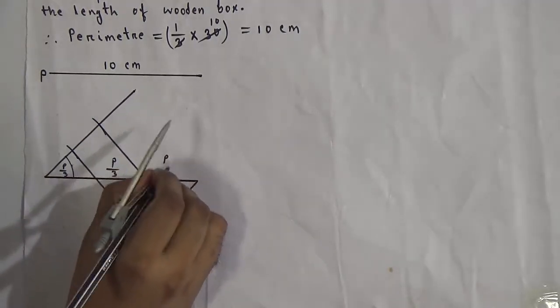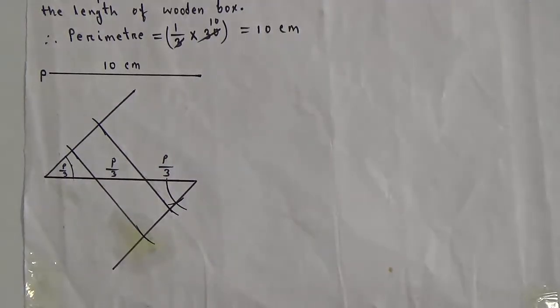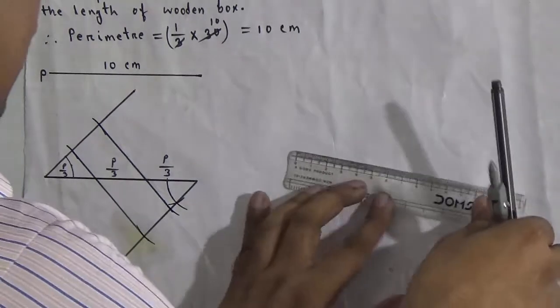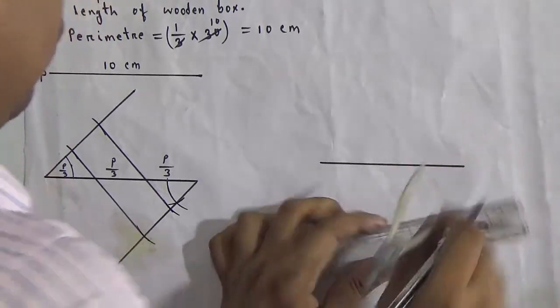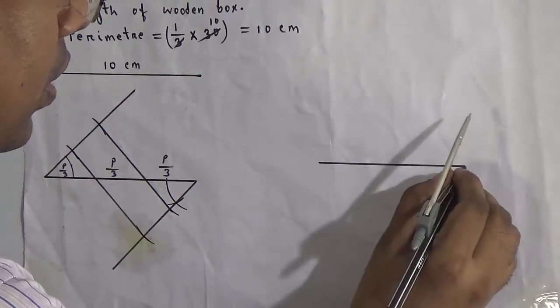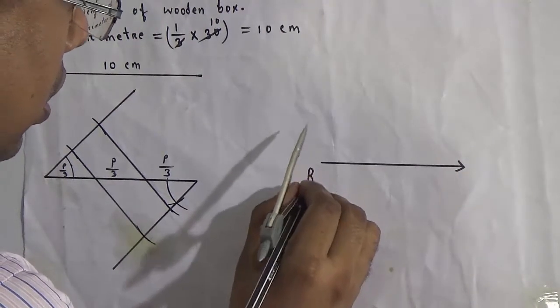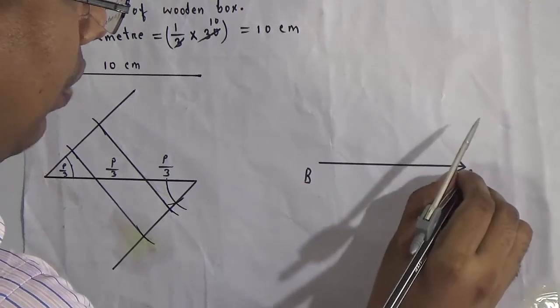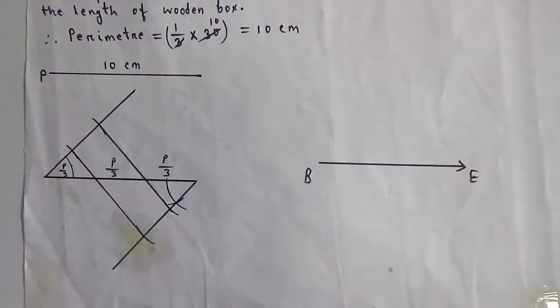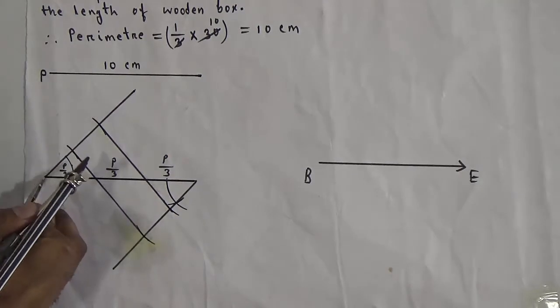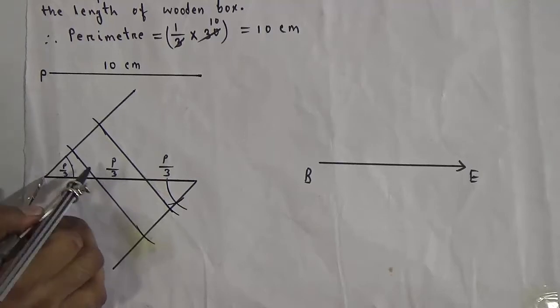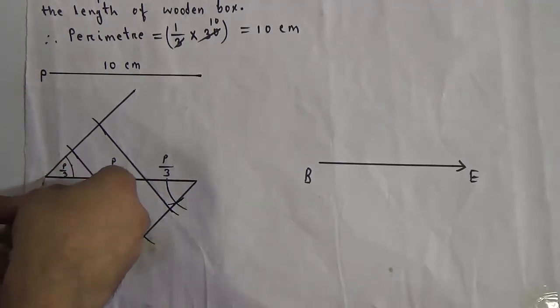10/3, and it's also 10/3. And now we have to draw an equilateral triangle whose each side will be 10/3 centimeter. Okay, at first we'll draw any ray which name is DE. We have drawn any ray which name is DE. Now taking the radius of 10/3, that means we will take a radius which length will be 10/3.